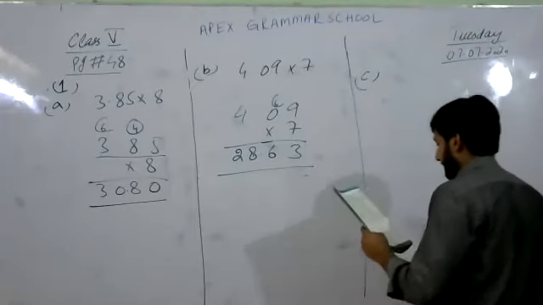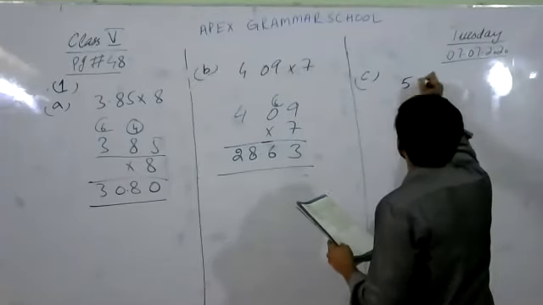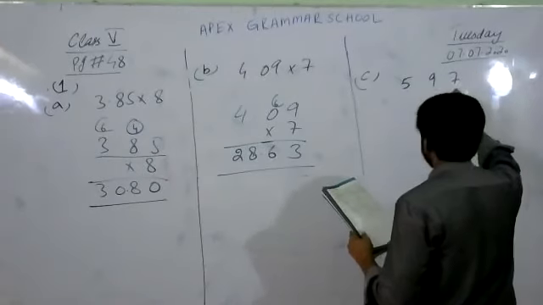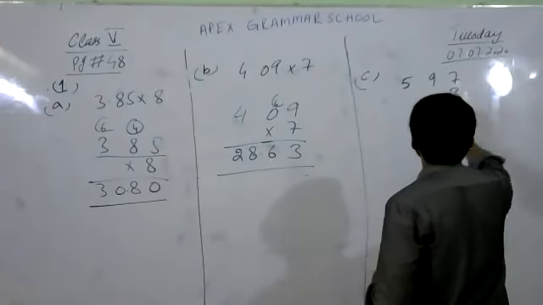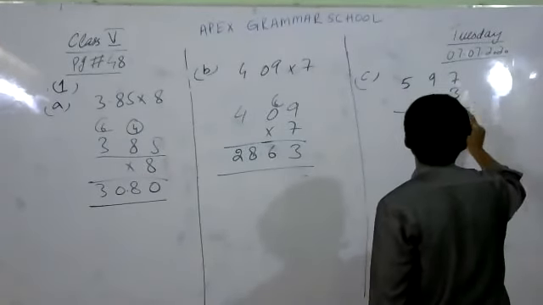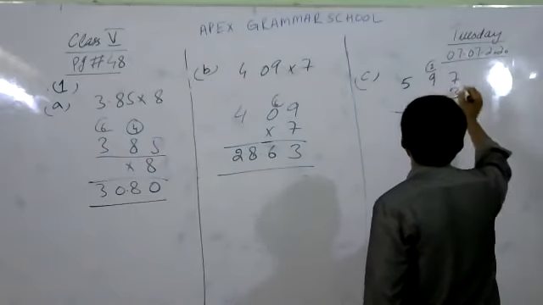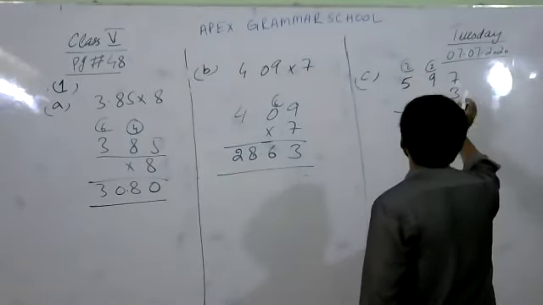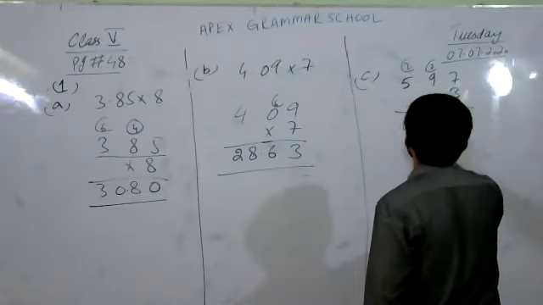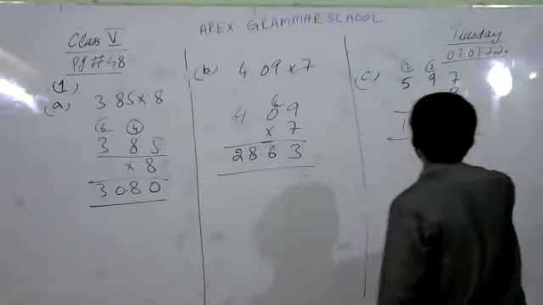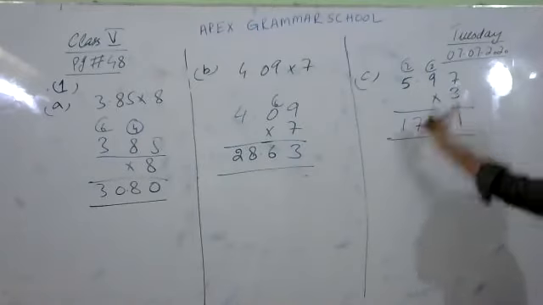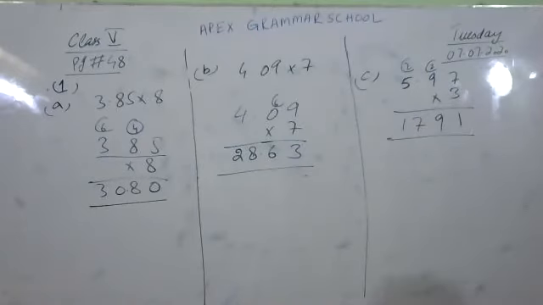C part is 5.97 multiplied by 3. 3 sevens are 21, 2 carry, 3 nines are 27 and 2, 29, 2 carry, 3 fives are 15 and 2, 17. After 2 digits from the right side, we have to place the point because there are 2 digits after the decimal in the given question.